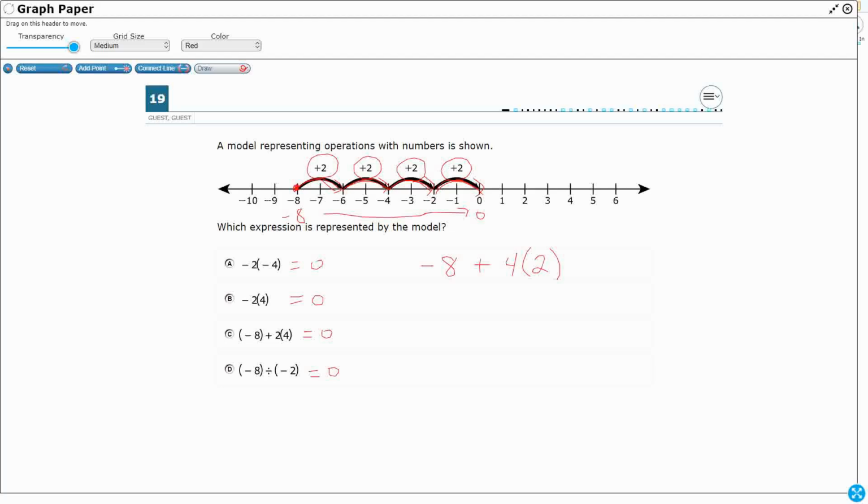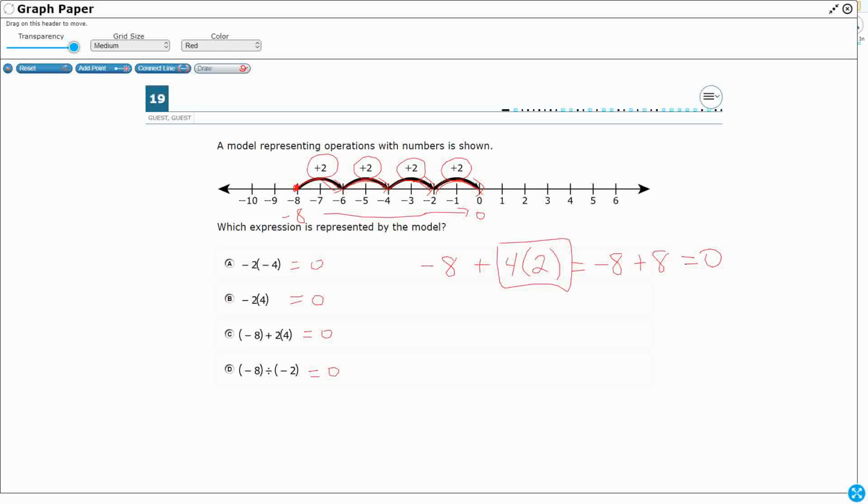And so let's see what this would translate to. So this is going to be -8. 4 times 2 is going to be 8. Look at that, -8 plus 8. Okay, so that gets me 0. So that gets me where I needed to go. I started at -8. I took 4 hops to the right. Each hop was a +2, and that got me up to 0.